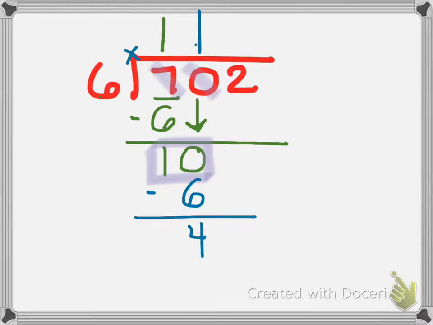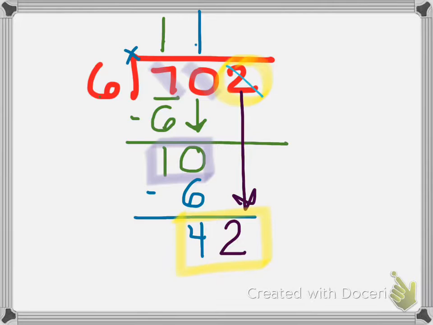Do I have any more to bring down? Do I have a number here to bring down? Hopefully you said yes. So I'm going to bring it all the way down to my 4. This is where I'm working with my new quotient. Here is my new quotient. I'm done with that 2 because I carried it all the way down.